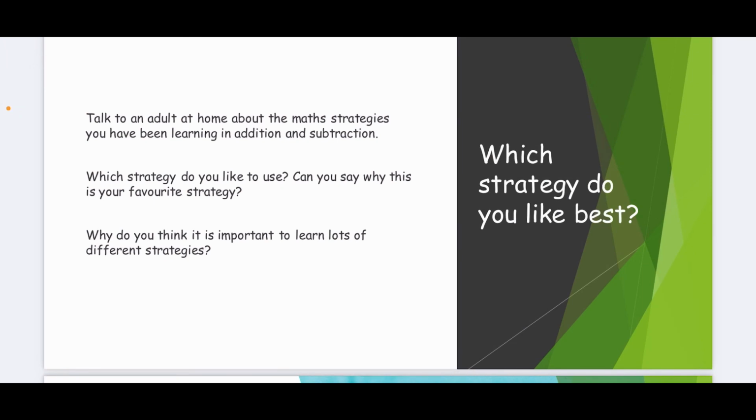Can you talk to an adult at home about the math strategies you've been learning in addition and subtraction? Which strategy do you like to use? Can you say why this is your favourite strategy? Why do you think it is important to learn lots of different strategies? I'd like you to have a little discussion with someone at home about this and see if you can come up with a reason as to why it's important to learn lots of ways of doing things.